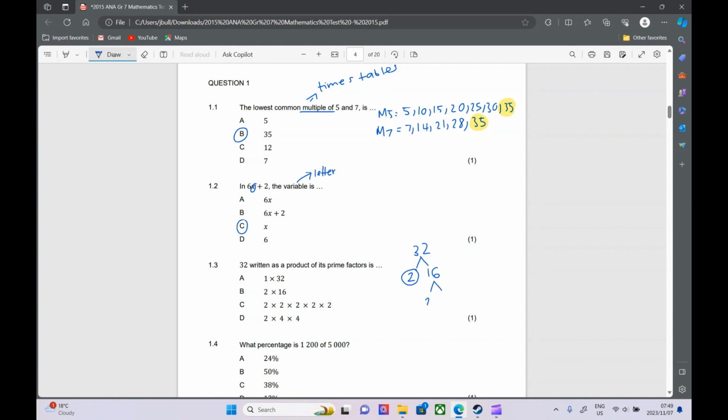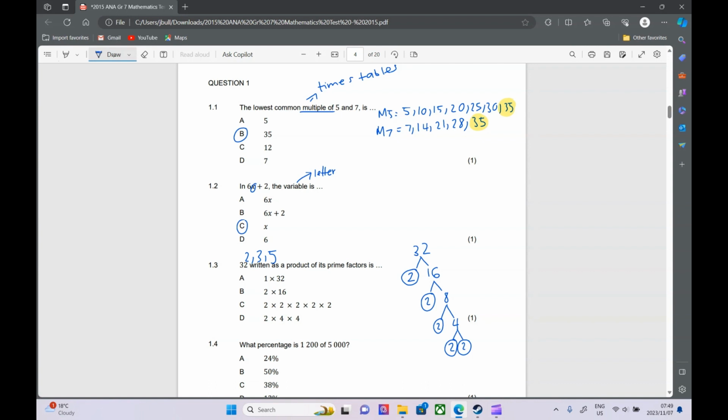16 is the same as 2 times 8. Again, I'm going to circle that 2. 8 is the same as 2 times 4. And then 4 is the same as 2 times 2. And I just circle all of my prime factors. Okay, so that's why I try to test. So I always try to divide by 2, 3, or 5 because I know that those are prime numbers.